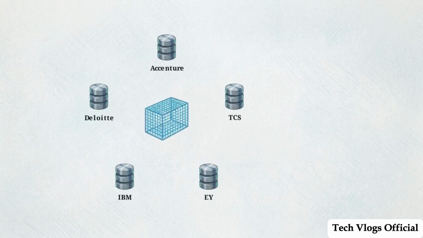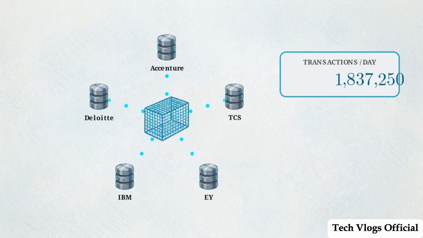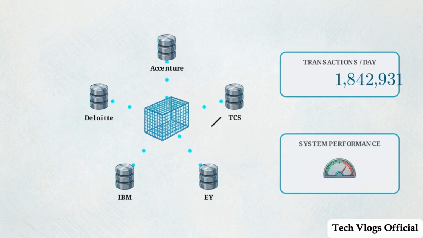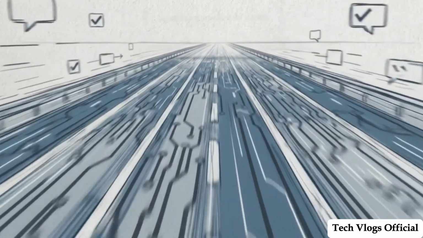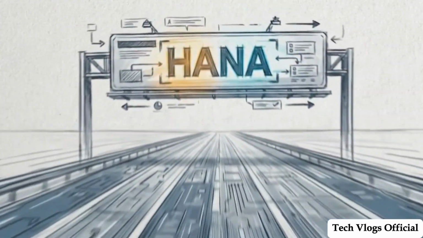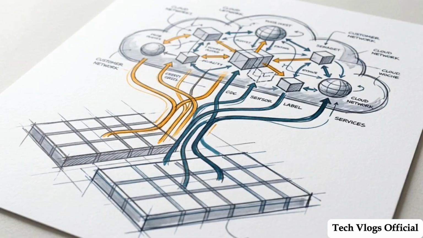Enterprise integration firms like Accenture, Deloitte, IBM, EY, and TCS process millions of transactions a day. Getting hired there requires proving you can handle that massive scale. If you are interviewing for an SAP ABAP developer role, specifically for HANA, this masterclass is your roadmap. We are going to cover everything from basic table structures up through advanced RAP architectures.